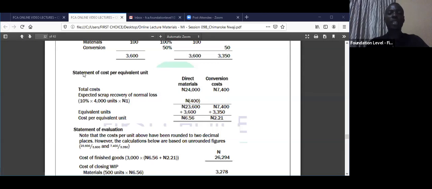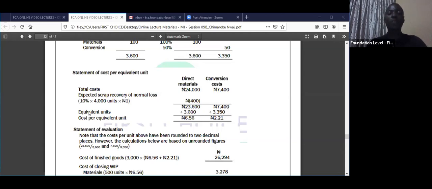So when we look at our statement of cost per equivalent unit, we are given total cost 24,074. Expected scrap recovery of normal loss, which is 10% of 4,000, which is 400 at 1 naira each. We are recovering our material that was normally lost. This is the recovery value. So it's not conversion. It doesn't have anything to do with conversion costs. Now, when you less it, for material we are having 23,600. Conversion cost remains the same.